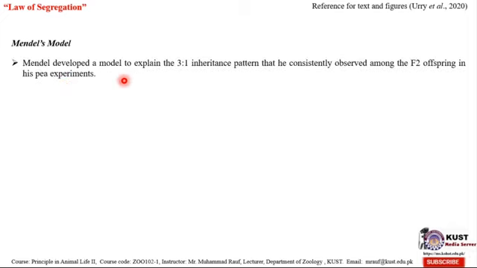Mendel developed a model to explain the 3:1 inheritance pattern that he consistently observed among the F2 offspring in his P experiments. In all the monohybrid crosses, the F1 offspring exhibited the phenotype of the dominant parent. When the F1 hybrids were self-fertilized with each other, the F2 progeny was produced, and in the F2 progeny there were 3:1, that is, 3 individuals exhibiting the phenotype of the dominant parent and 1 individual exhibiting the phenotype of the recessive parent.